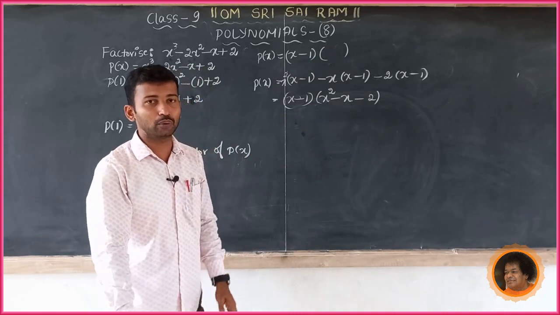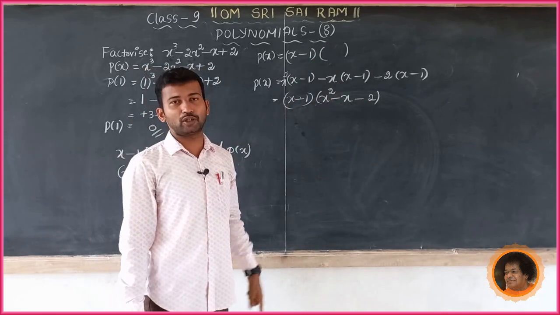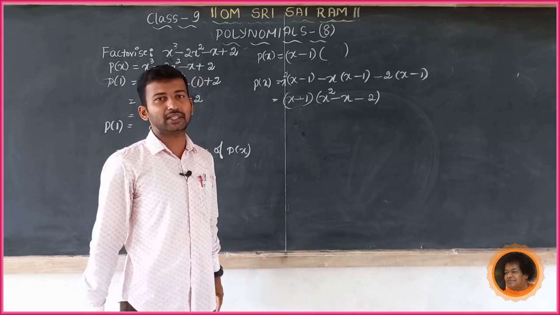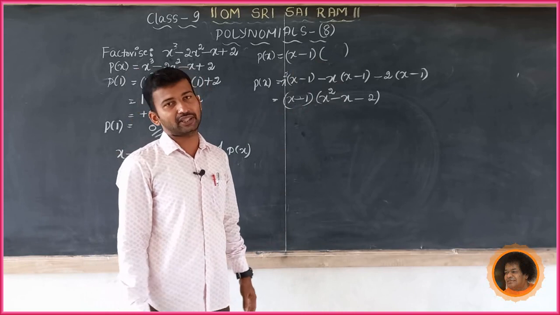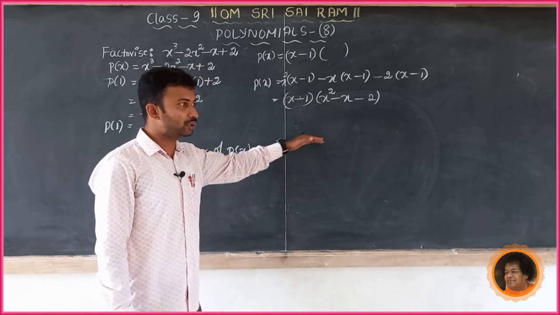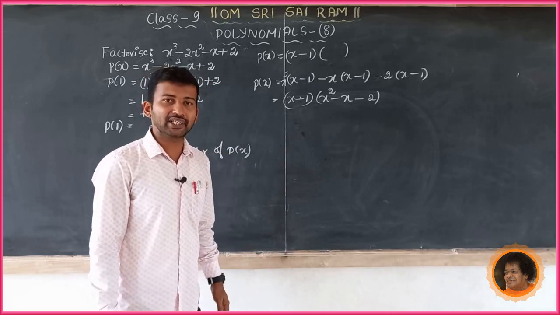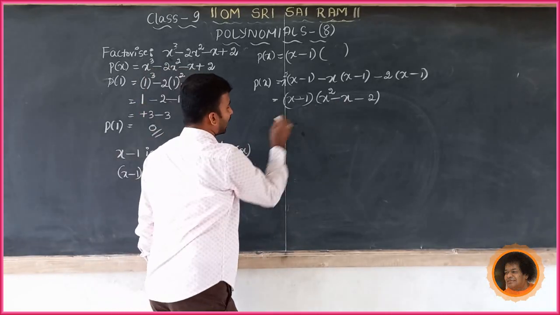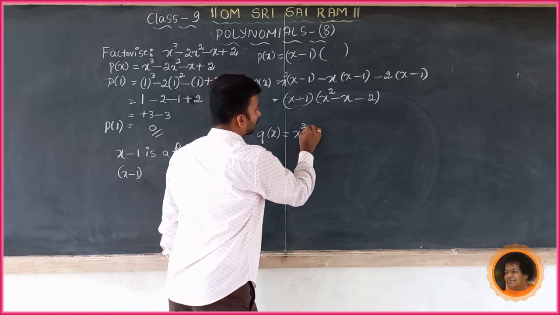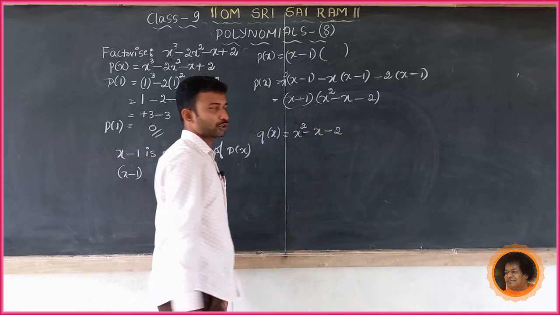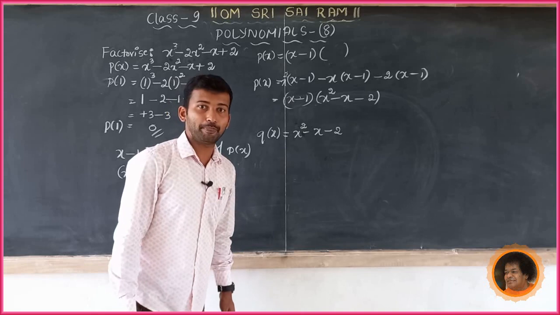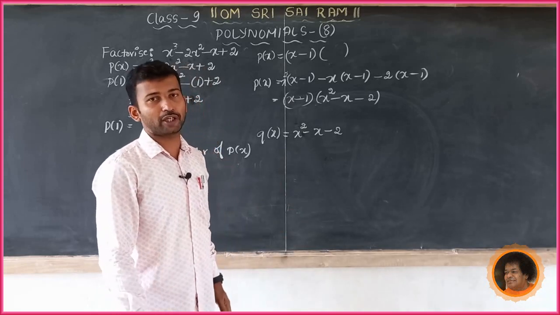We already studied how to factorize a quadratic polynomial by splitting the middle term, or by substituting the factors, or by the trial method. So, we are using here splitting the middle term. So, let us consider the quadratic polynomial in one variable x, q of x is x square minus x minus 2. What are the steps in the factorization of a quadratic polynomial?